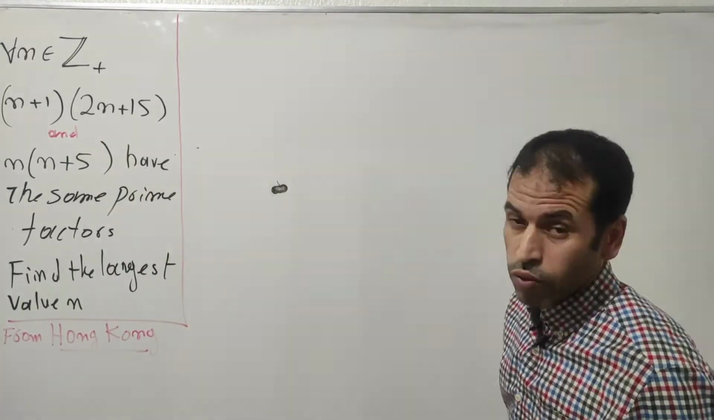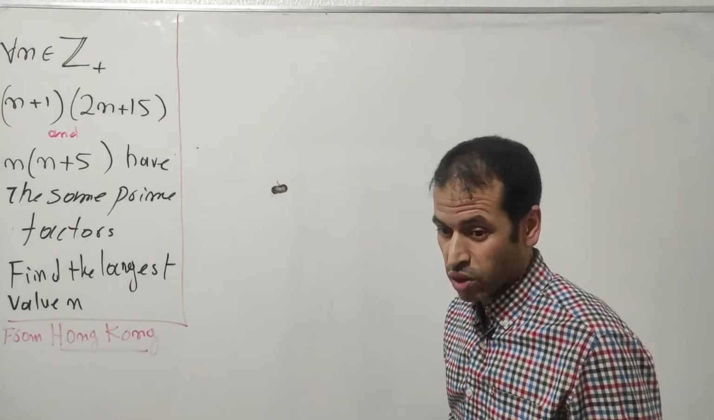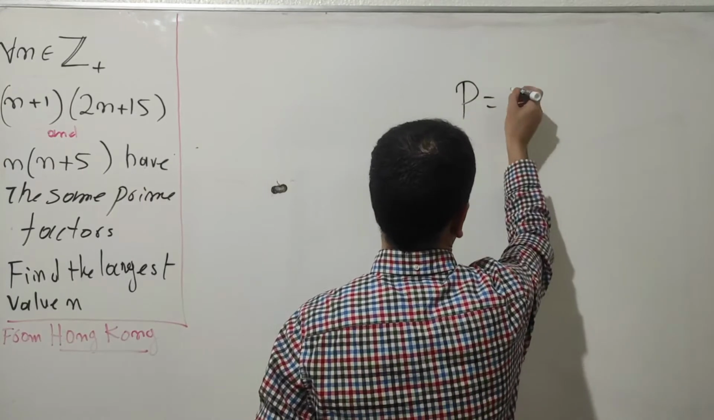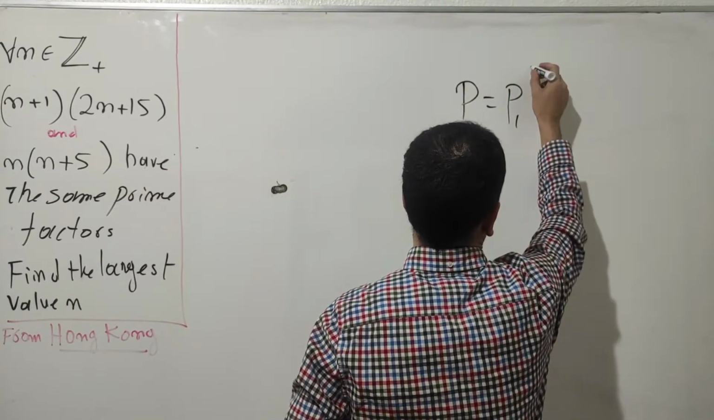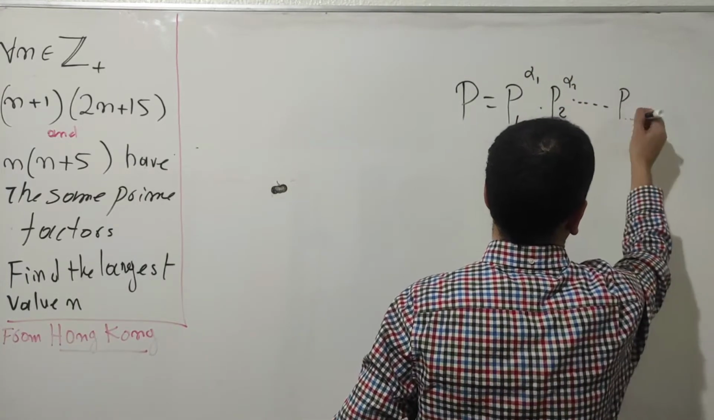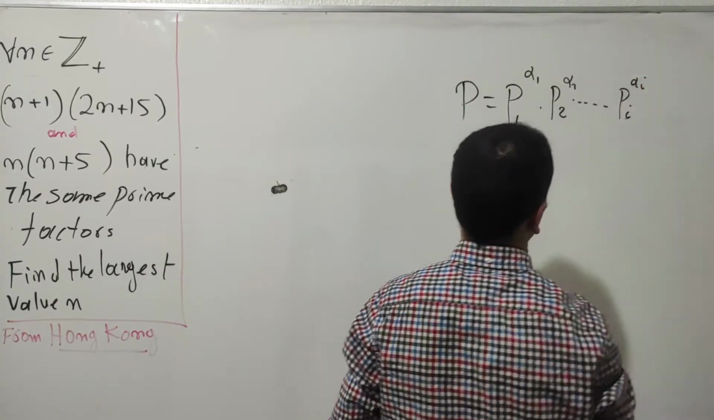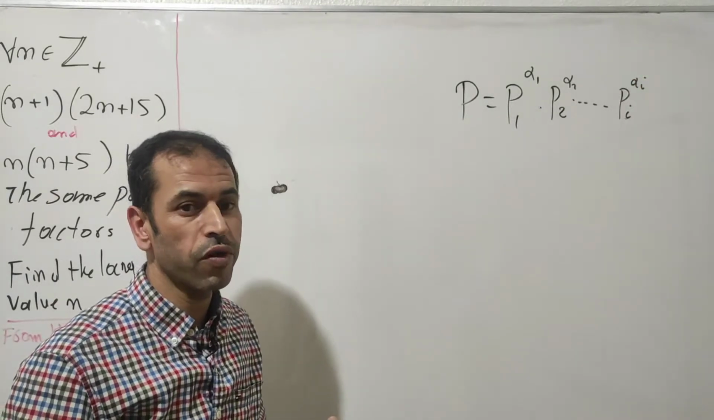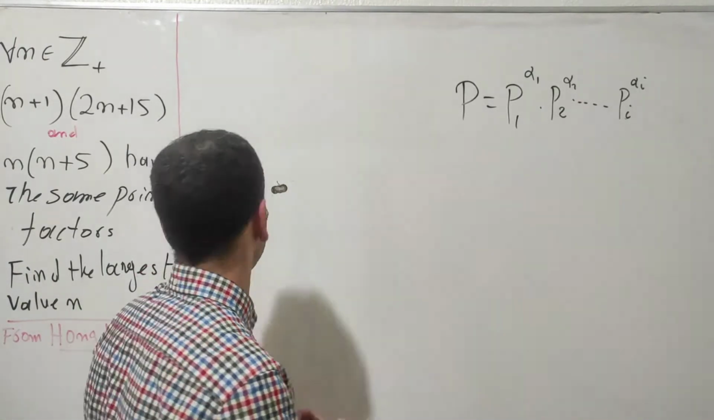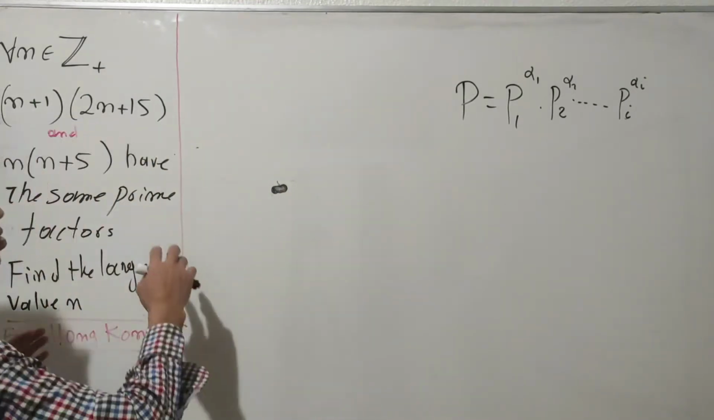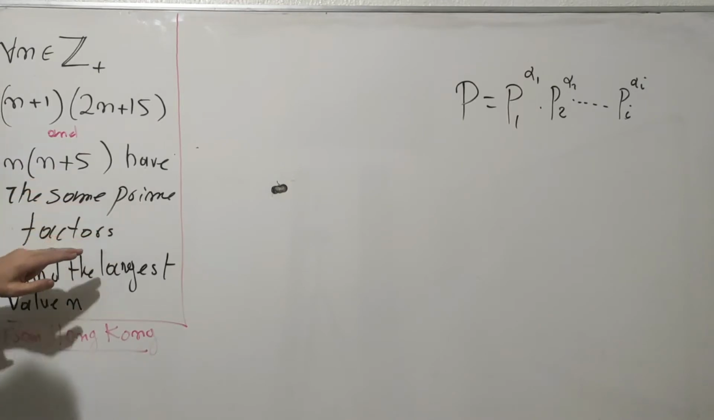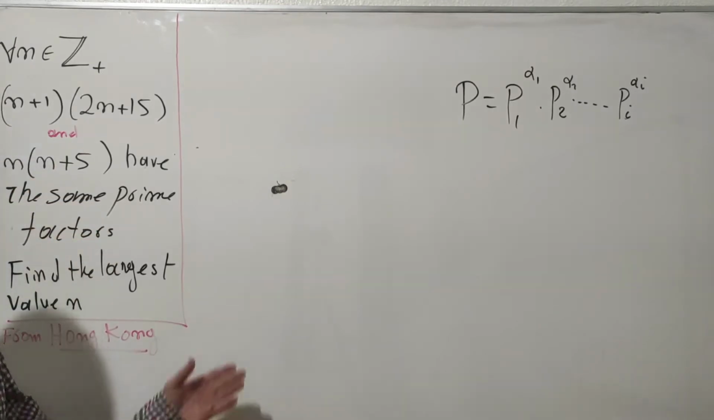Before we get started, I would like to remind you about prime factorization. It is written in this form: p equals p1 to the alpha 1, p2 to the alpha 2, all the way down to p_i to the alpha i. For example, 45 equals 3 squared multiplied by 5. So the first product and the second product must have exactly the same prime factors. Now let's jump into this one to see what it's giving us.